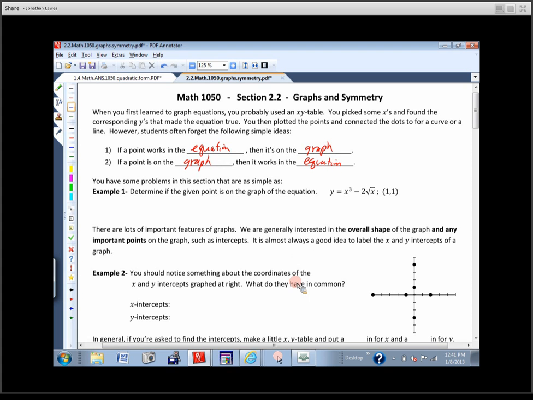So you have some problems that are literally this simple. They take advantage of this two-part idea here. It says, determine if the given point is on the graph of the equation.